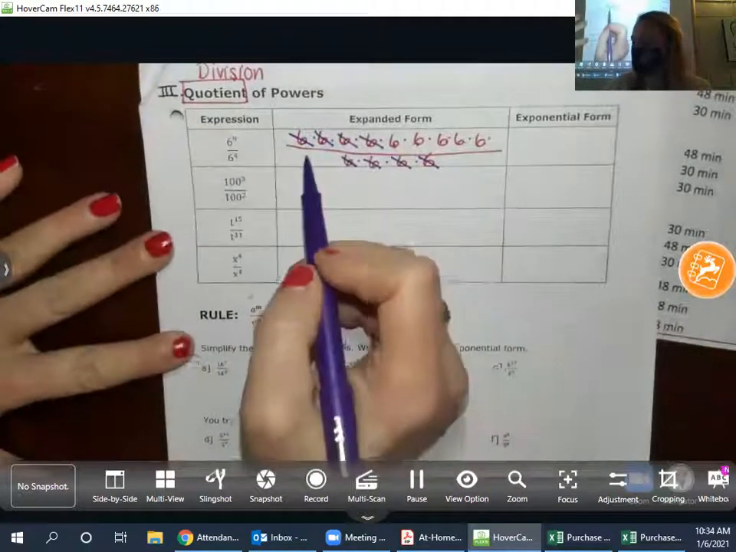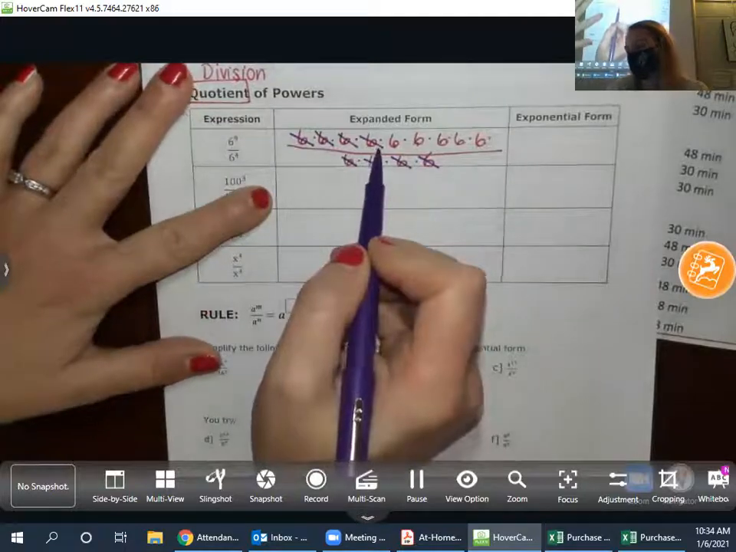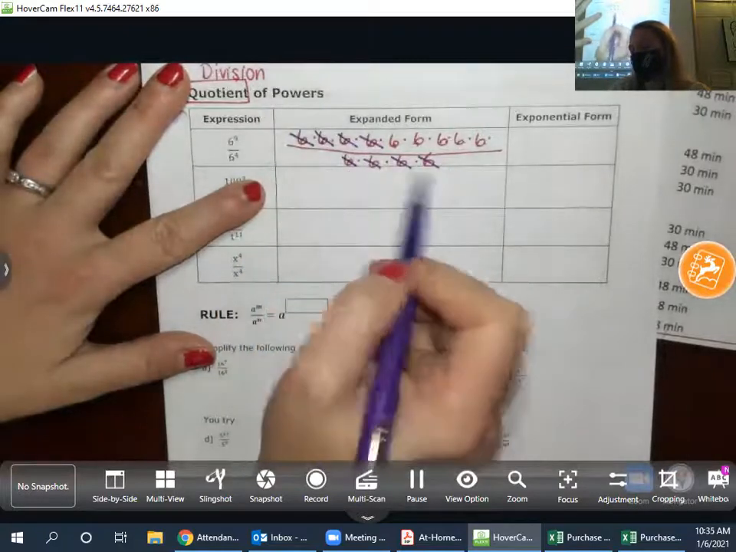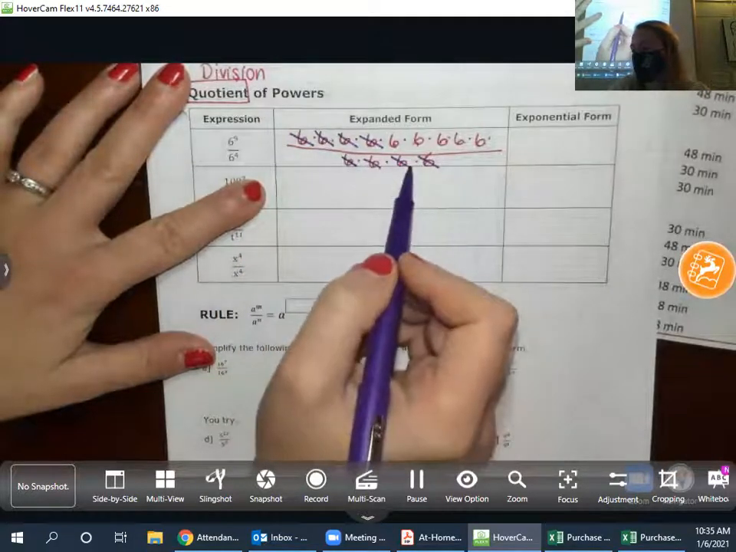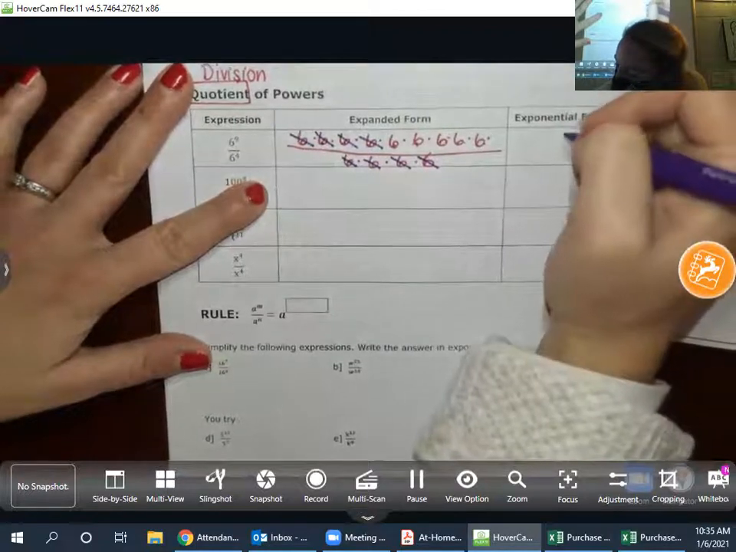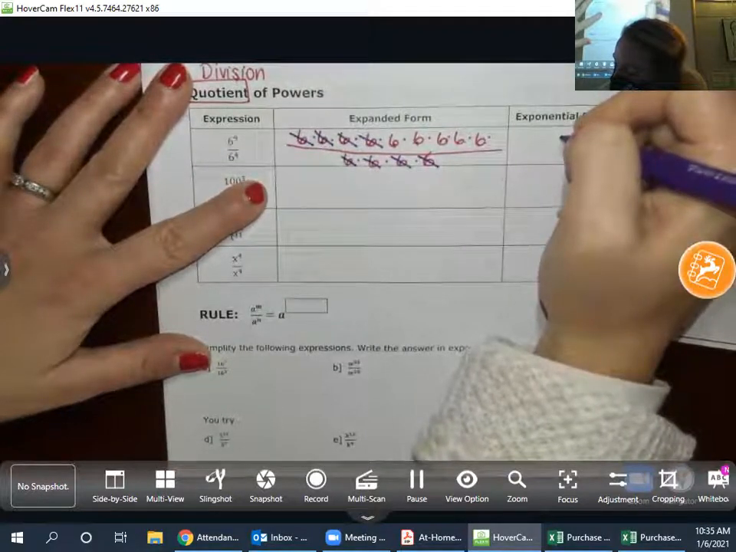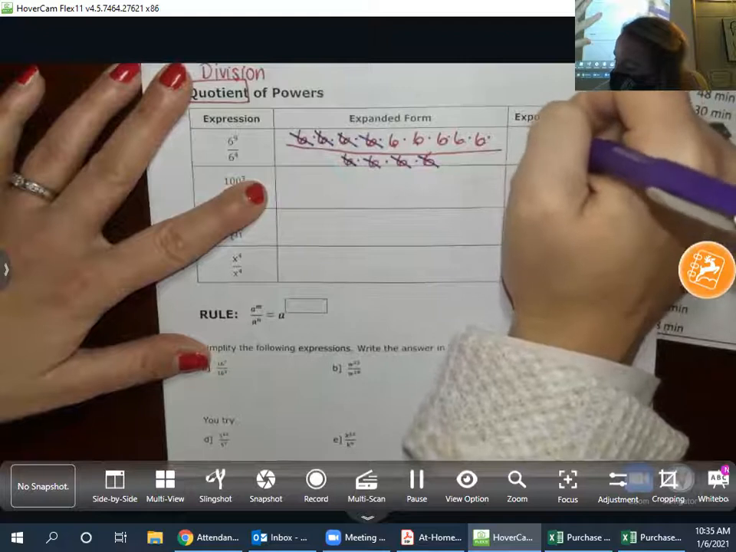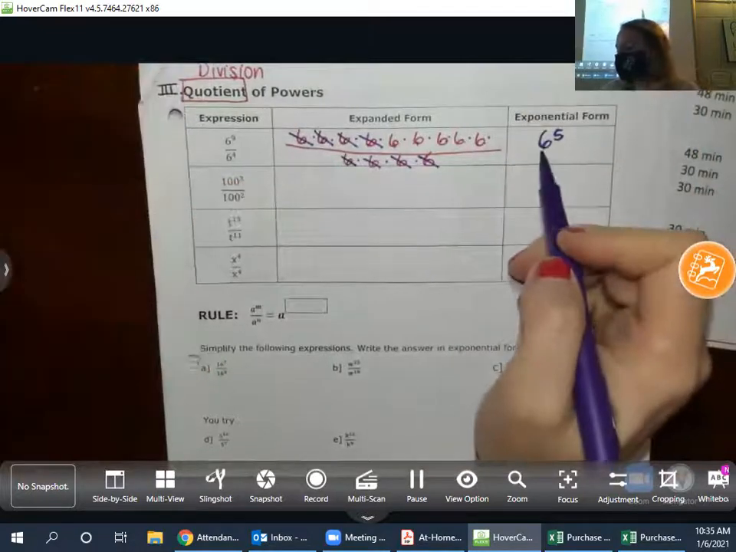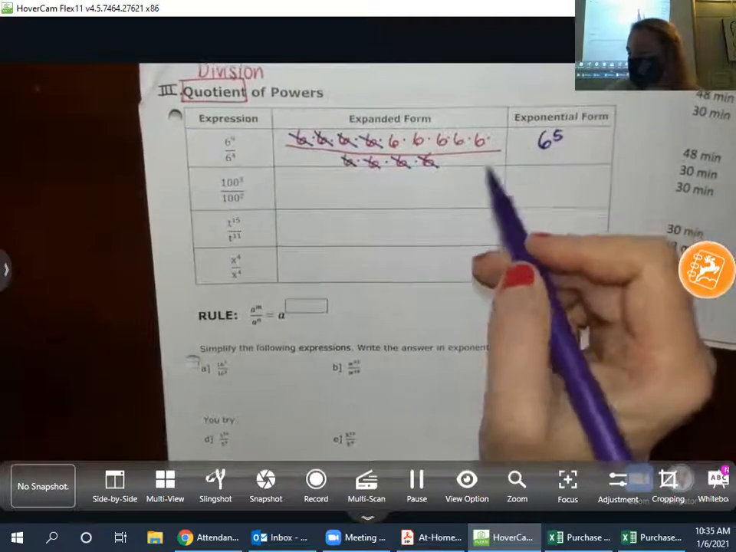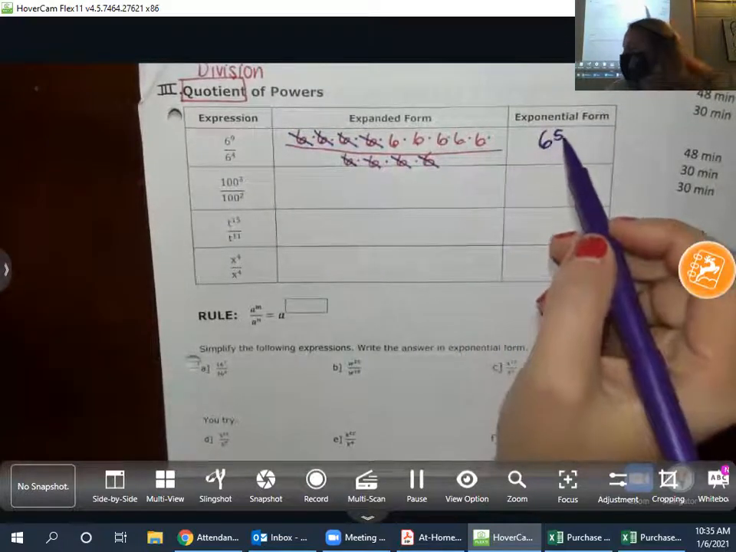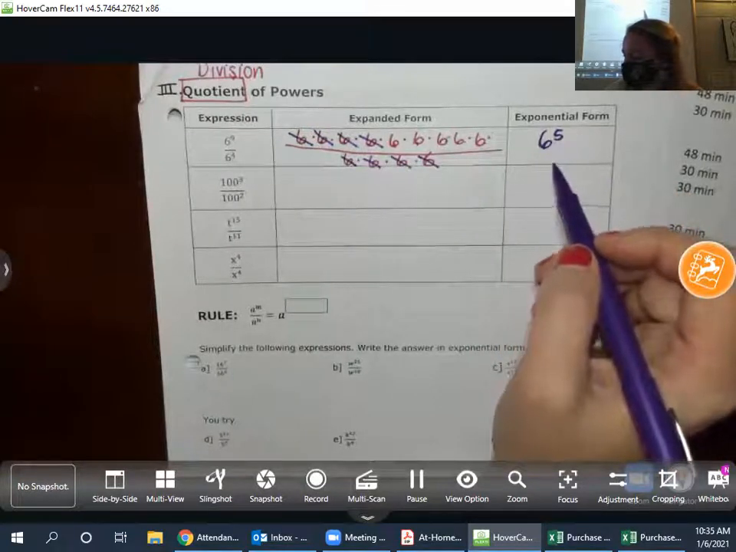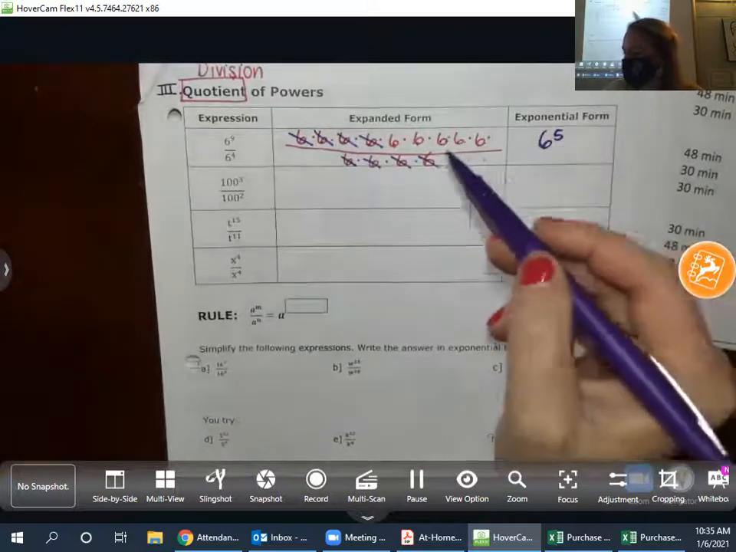That takes care of 4 sixes on the top and all the 6's on the bottom. But it leaves us with how many 6's on top? How many 6's do we have left? 5 6's. So the answer we're left with is 6 to the 5th. There's 5 6's multiplied by each other, 6 raised to the 5th power. So write that in as your answer, because that's what we just figured out with the expanded form.